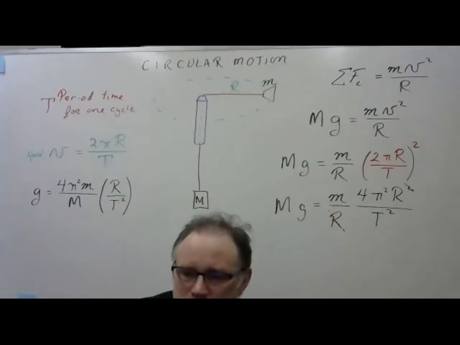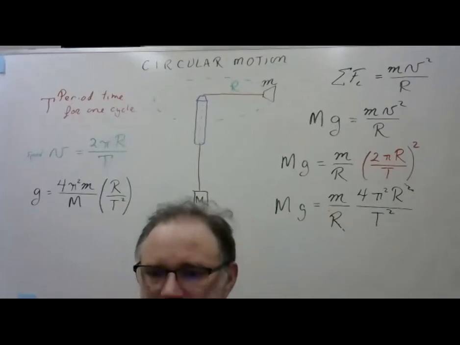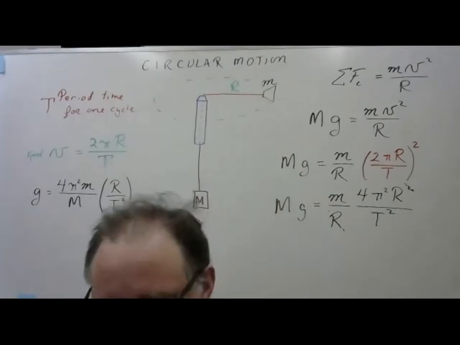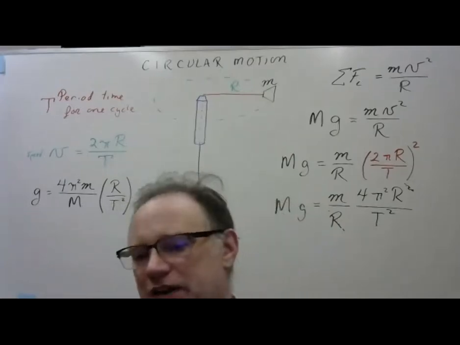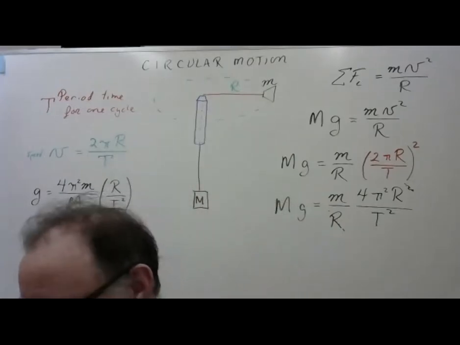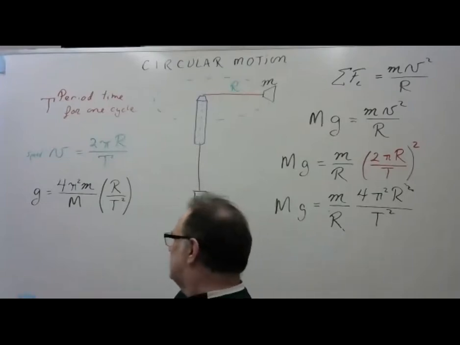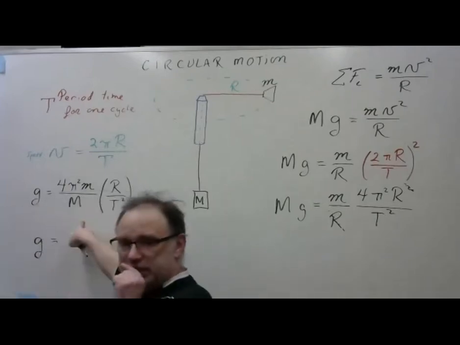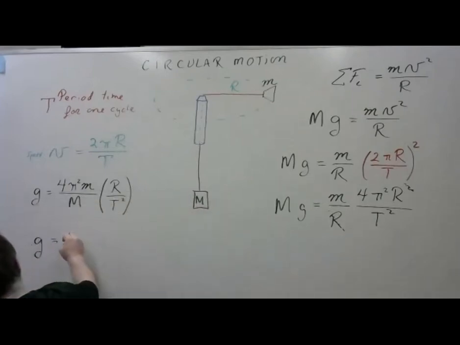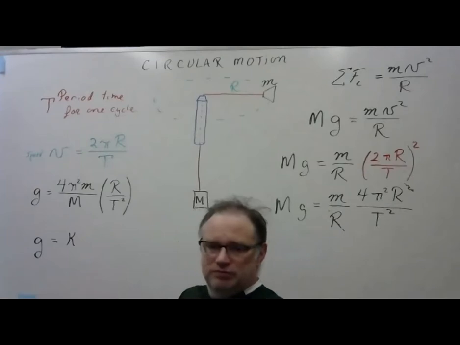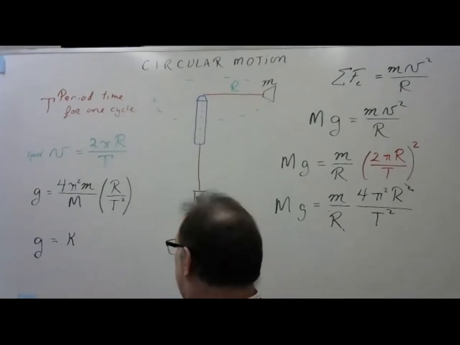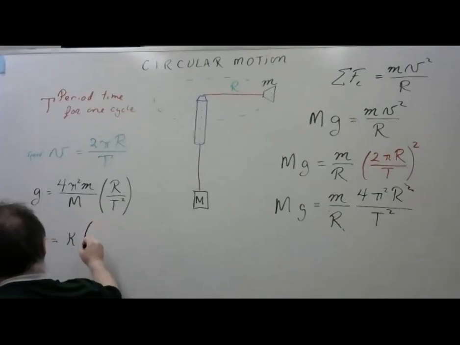And so we scientists like to make shortcuts, because I don't want to put 4 pi squared little m over capital M into my calculator every single time. So we're going to say G equals, and this is just a constant. We'll call it kappa, the Greek letter kappa, because I use C for other stuff, and that's R divided by T squared.